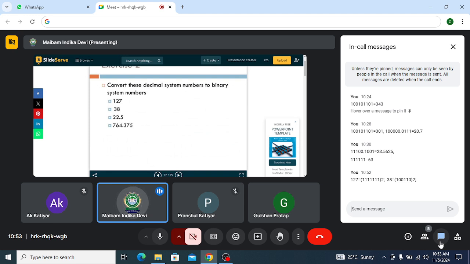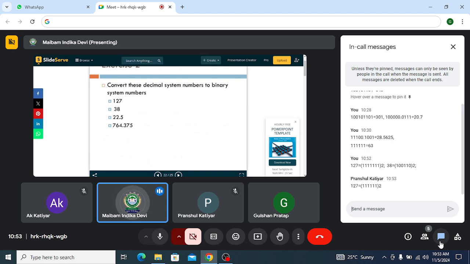Gulshan, the 1, 2, 3, 4, 5, 6, 7 is correct. Okay, 22.5. You calculate for 22.5. And for 127 there should be 7 ones. 22.5, you try to calculate it.